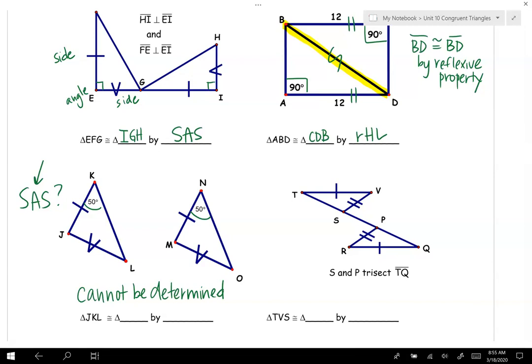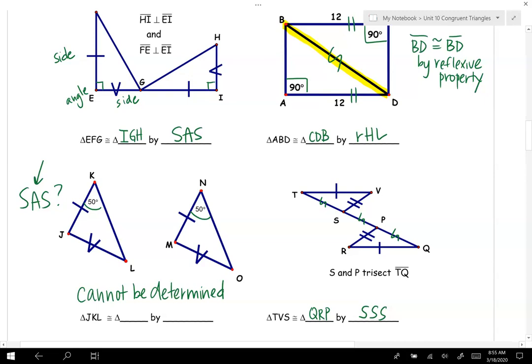Okay, so I have 2 sets of sides here for the last one on this page. S and P trisect segment Q, so squiggle, squiggle, squiggle. Ooh, and now I see both sets of triangles have 3 sets of corresponding sides congruent, so side, side, side. So triangle TVS is congruent to triangle QRP by side, side, side.